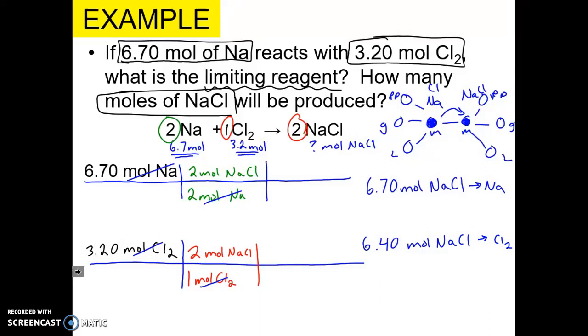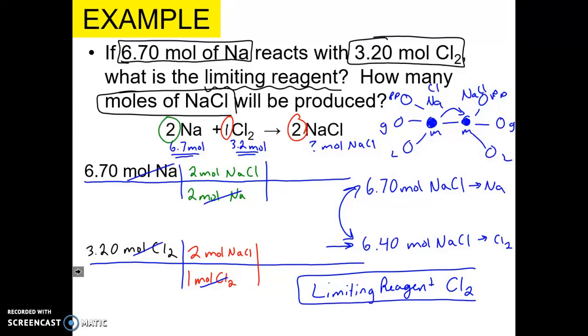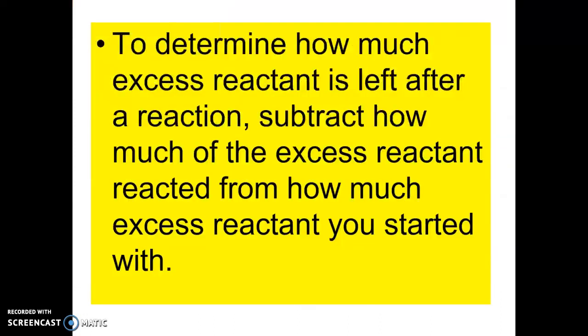So compare the two. Which one's going to run out first? Chlorine or sodium? Well, if I have to pick, it's going to be 6.4 because it's less. So you find the one that's less, and that is your answer. So your limiting reagent would be chlorine gas, Cl2. And that's your answer. Very good.